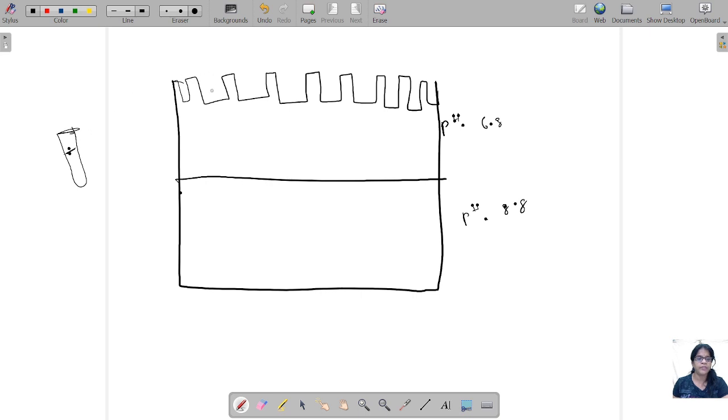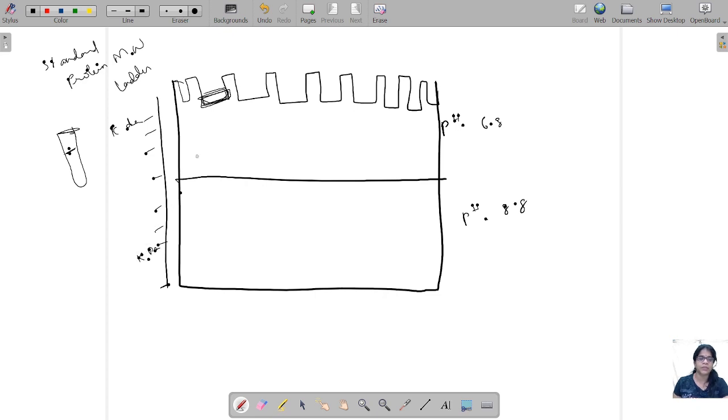First of all, you have to add a standard protein molecular weight ladder. That ladder will give you bands, which you add in one of the wells for comparison, to see at what band the molecular weight is higher or lower in kilodaltons. It is measured in kilodaltons. So this is your standard molecular weight ladder for comparison.